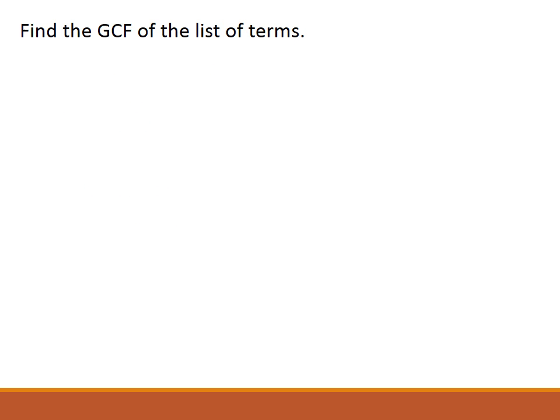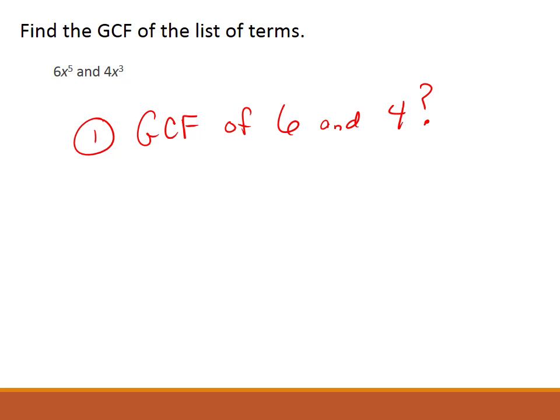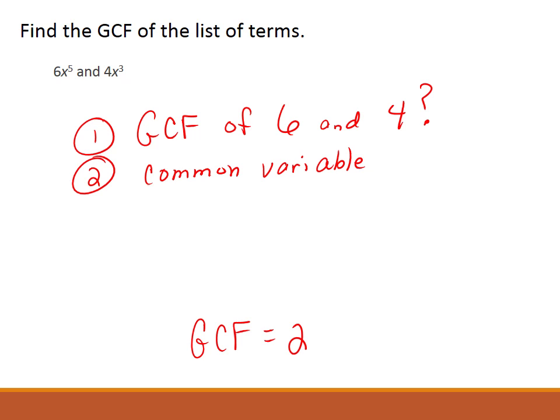Now let's find the GCF, or greatest common factor, of a list of terms. In this case, we have 6x to the 5th and 4x to the 3rd. First off, what number would be the GCF of 6 and 4? What is the largest number that will divide evenly into both 6 and 4? Well, of course, that is going to be the number 2. Then ask yourself, do I have any common variable? Now just remember the variable is the letter, so in other words, is there a letter that is common to both terms? And that, of course, is the letter x.